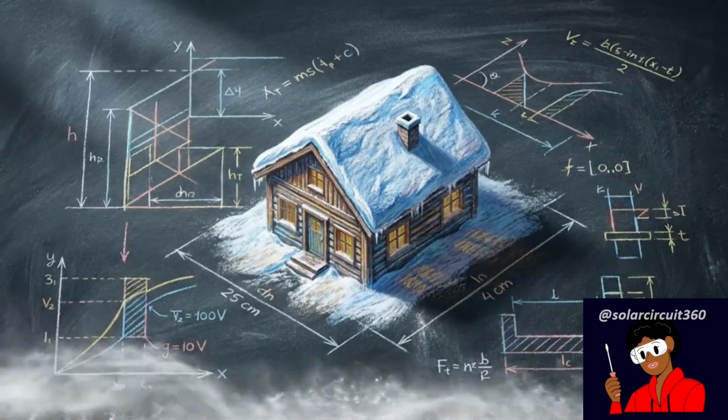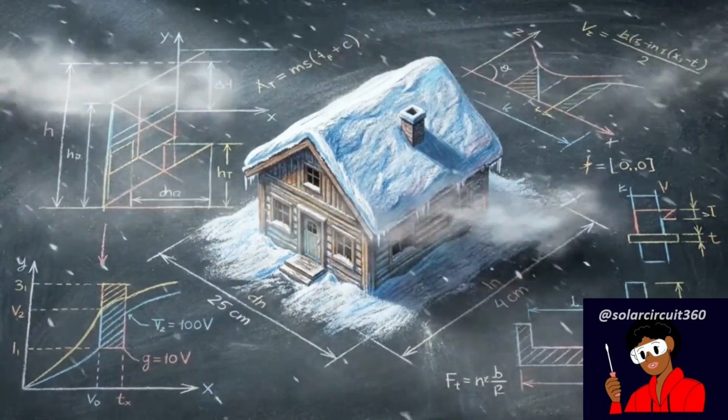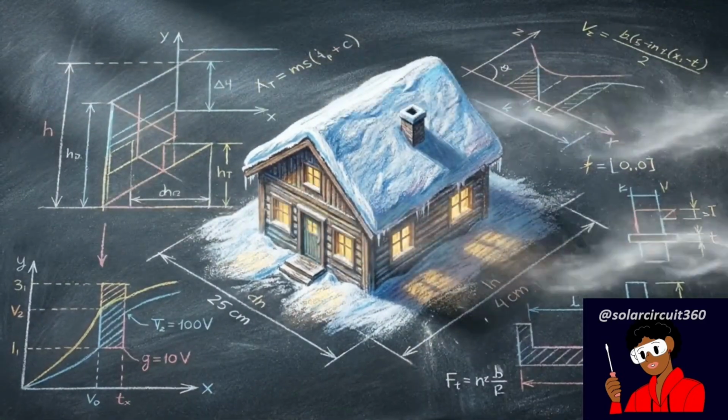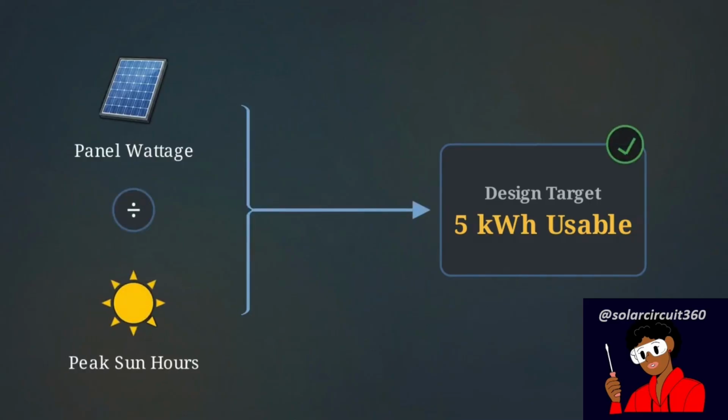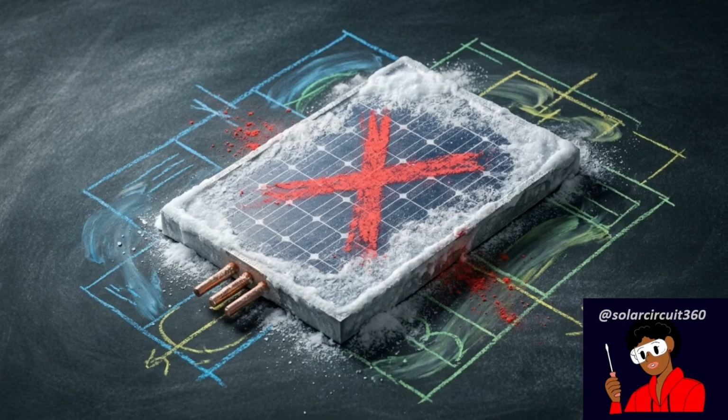When you say you need 5 kilowatt hours of usable AC energy from a solar system, that number sounds fixed. The standard industry shortcut to meet this target is straightforward. Take the panel wattage and divide it by expected peak sun hours. But apply that static mathematical approach in January and the system fails.